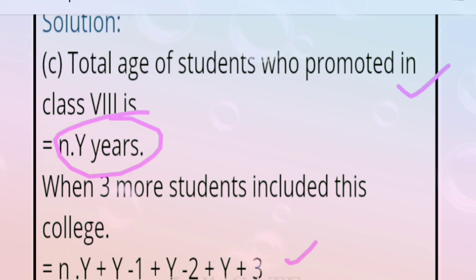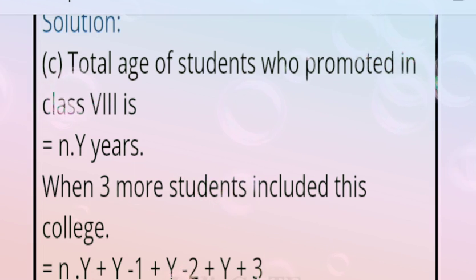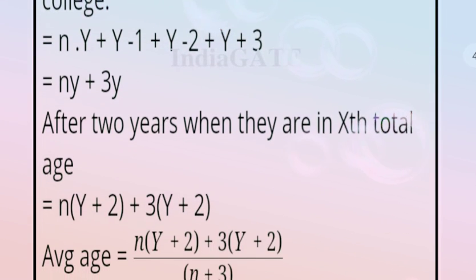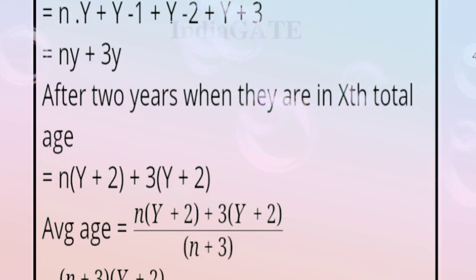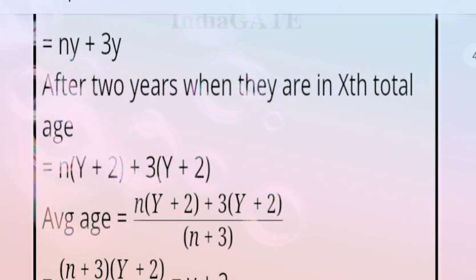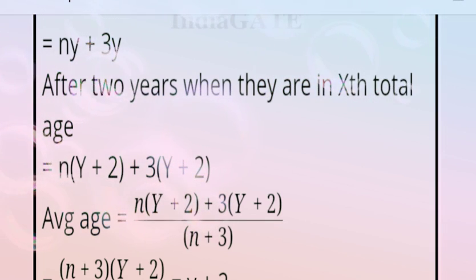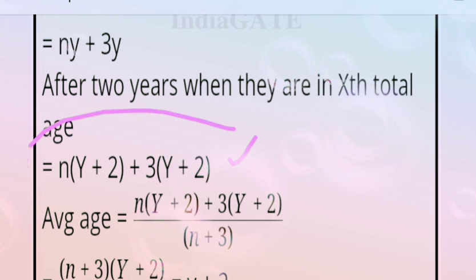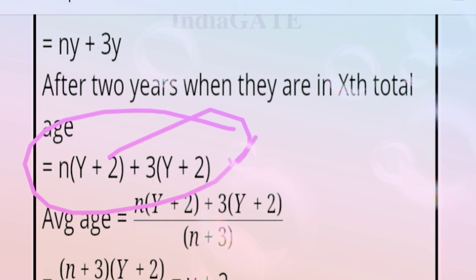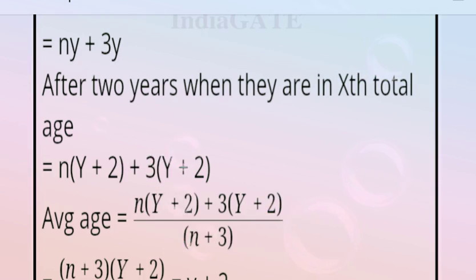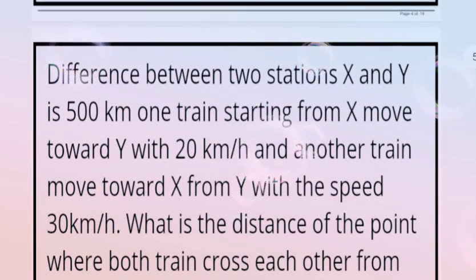Now we can easily say that after 2 years, when they are in 10th, the total age is equal to n into y plus 2, plus 3 into y plus 2, and we divide this by the total number of students, that is n plus 3. So we get the correct answer for this question: y plus 2. Now come to the next question.